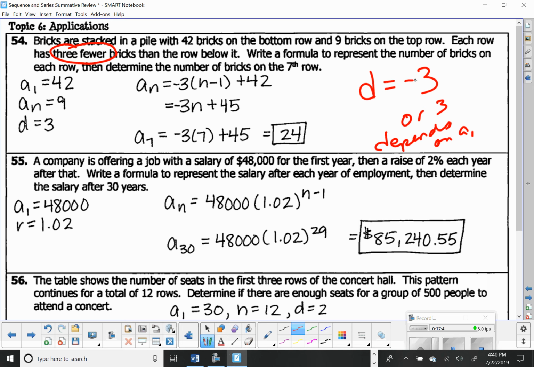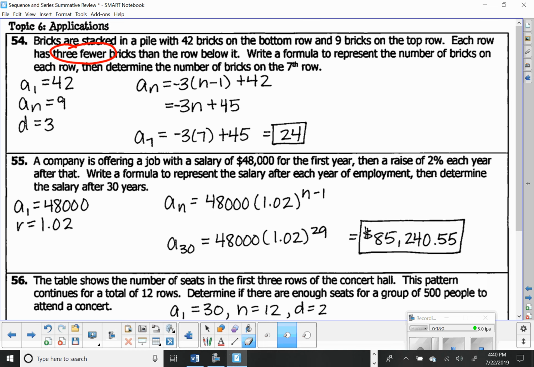Now, and again, like I said, d is equal to -3 or 3, depending on who you want to be your negative. Like if a sub 1 is 42, then d is -3. Okay, if a sub 1 is 9, because I've seen students do it both ways, and it would still work. Although let's see here. If you switched it around, it would be a little bit different. But you've got the right idea. And I would grade it depending on how you did it. But here, 42, 3 fewer would be -3. I don't know why this says 3. Whoops. Make that a negative.